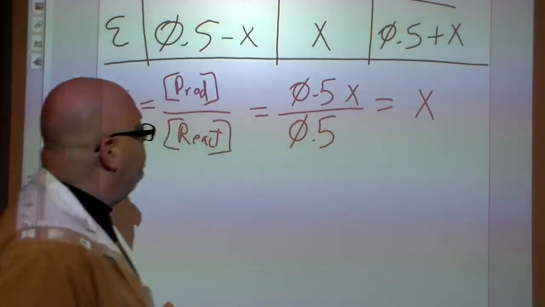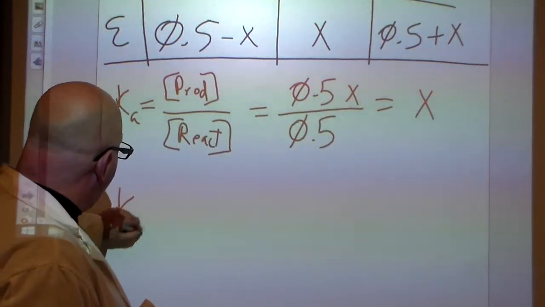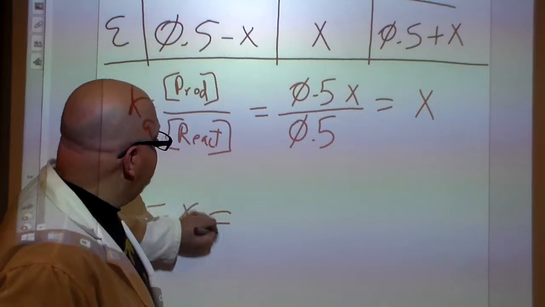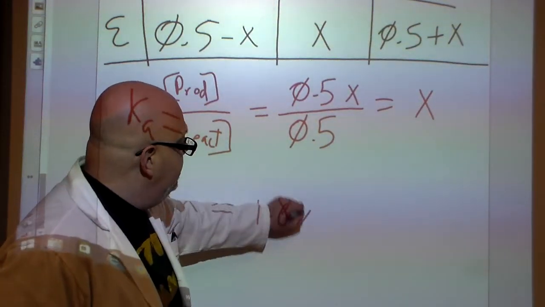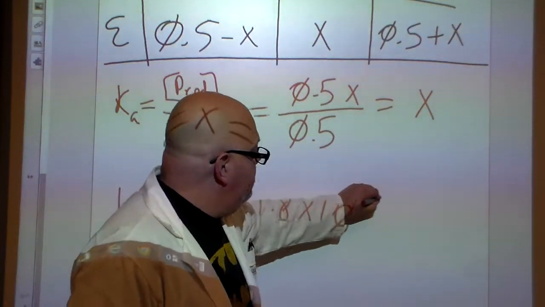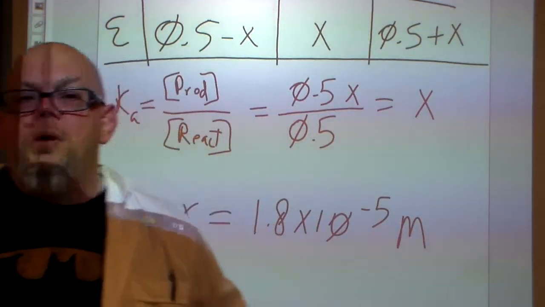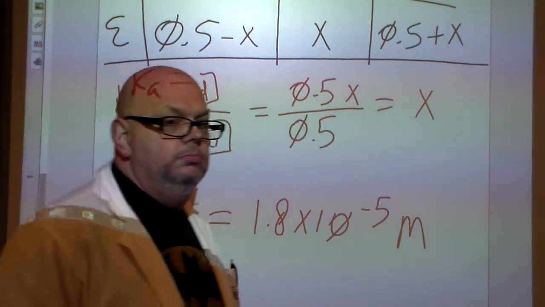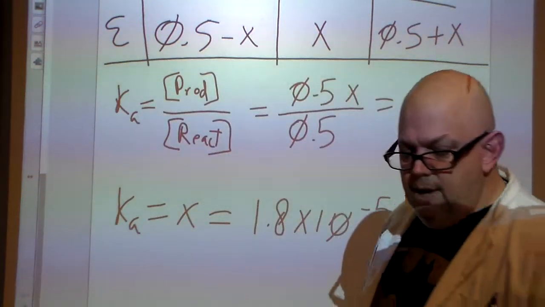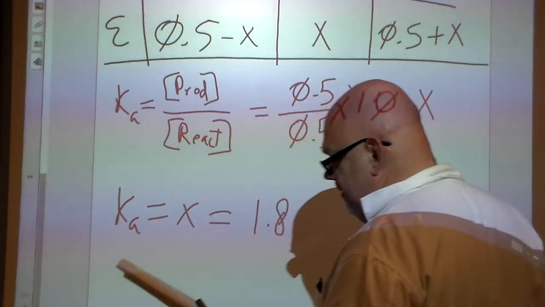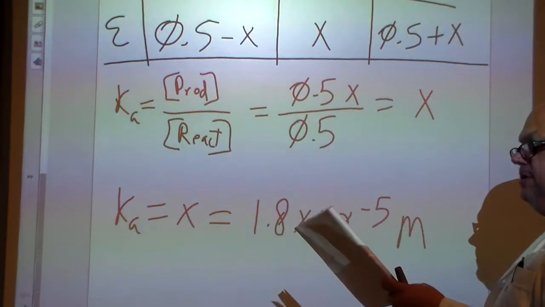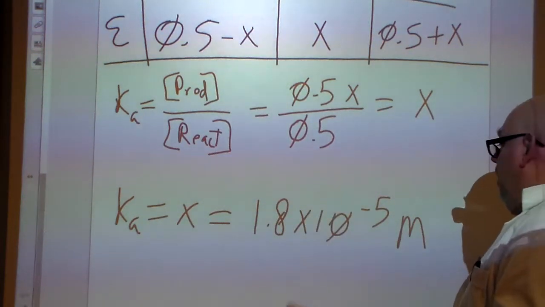So what does that mean for us? Well, the Ka is equal to x, which is equal to 1.8 times 10 to the minus 5th molar. That's the equilibrium concentration of our hydrogen. Woo, yeah. Can you imagine that? All right. So now, what does that look like for us?